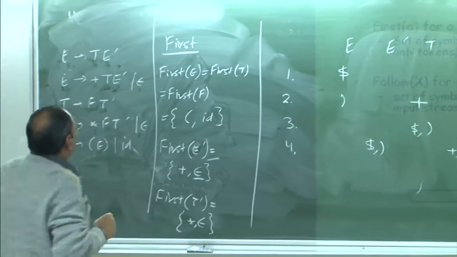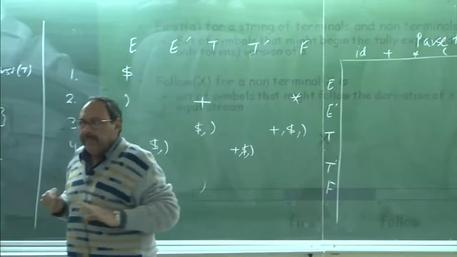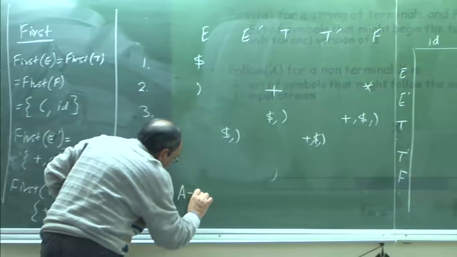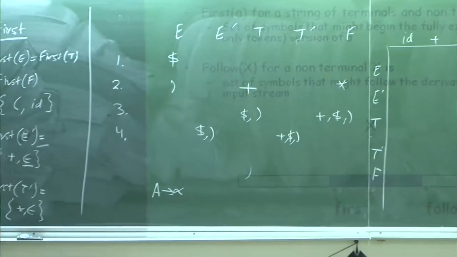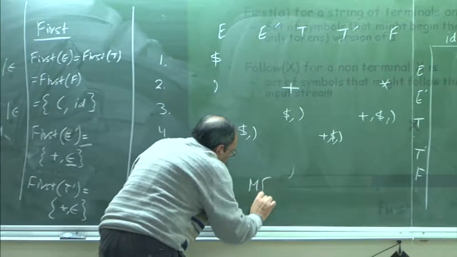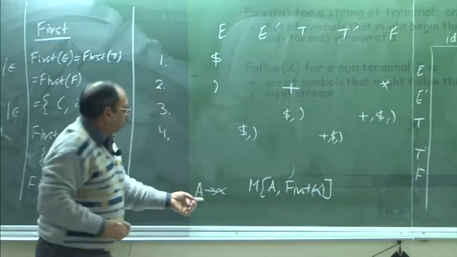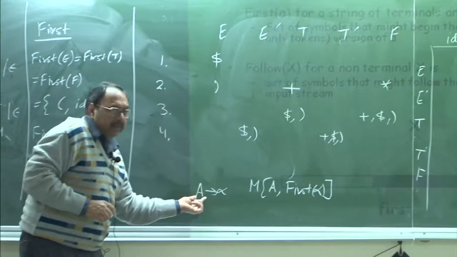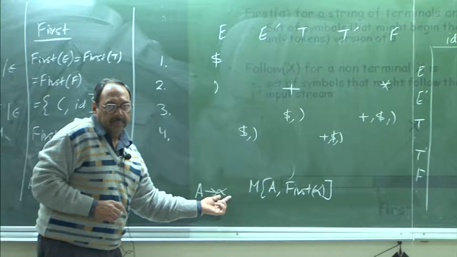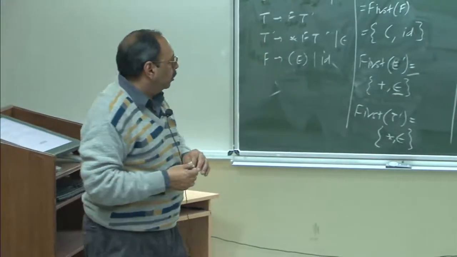Now, because we are saying that E goes to ID, what that means is that we look at all possible rules. If I have a rule which says A goes to alpha, then what this means is that in the table I look at A and first of alpha. Corresponding to this rule, I'm looking at an entry in the table for this non-terminal and anything in first of alpha. What should be the entry in the table corresponding to this entry?